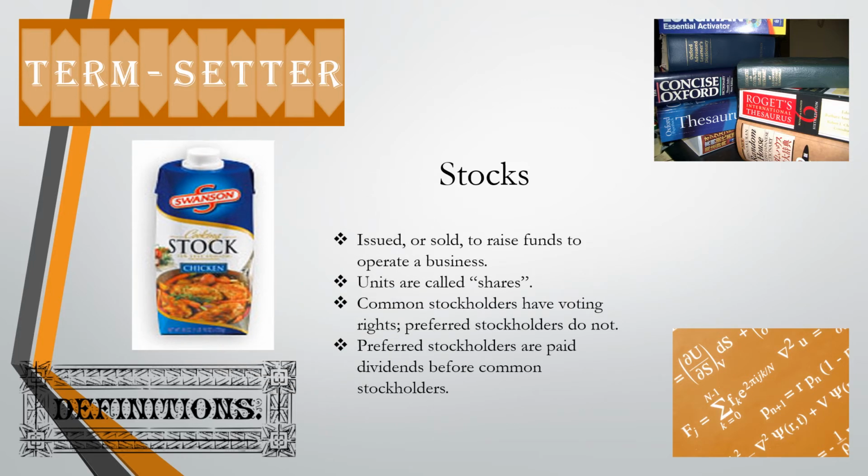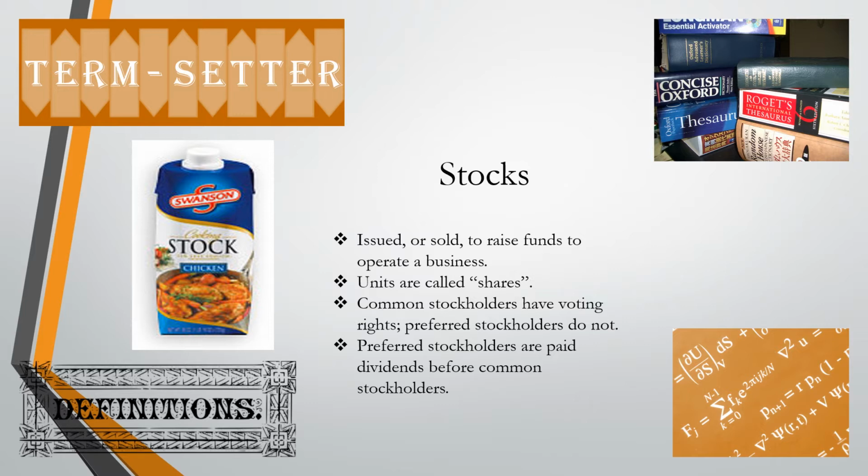Corporations issue or sell stock to raise funds to operate their businesses. Units of stock are called shares. There are two main types of stock: common and preferred. The main differences are that preferred stock usually does not give shareholders voting rights, while common stock does, usually at 1 vote per share owned.